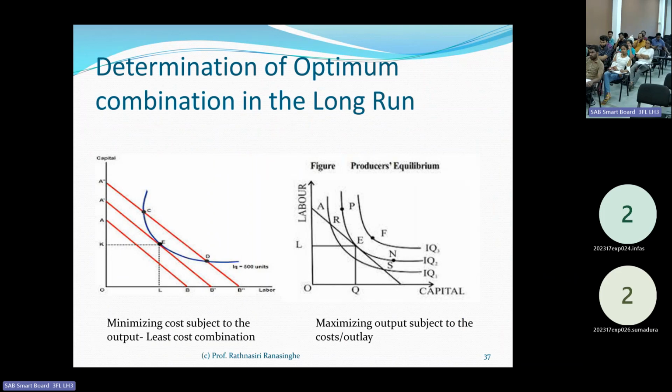So now when we talk about profit maximization, how does the rational producer maximize profits? Profit means the difference between the revenue and the cost. So what does the revenue depend on?